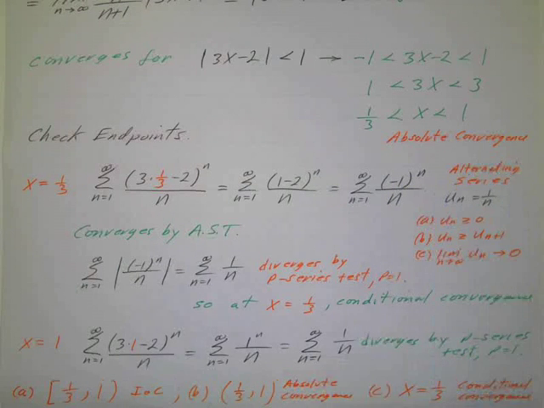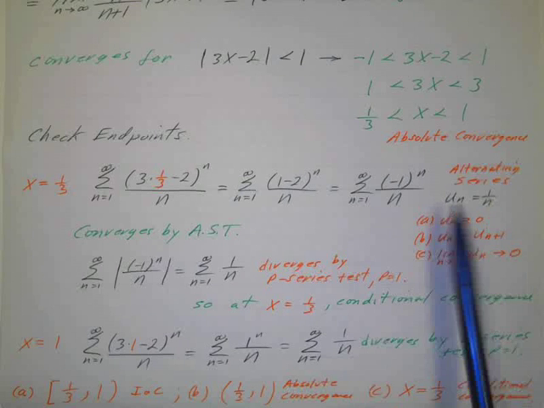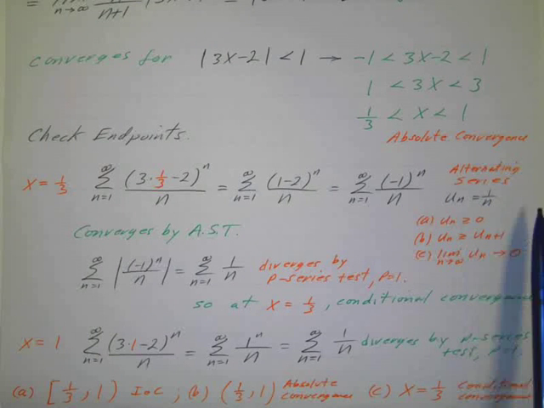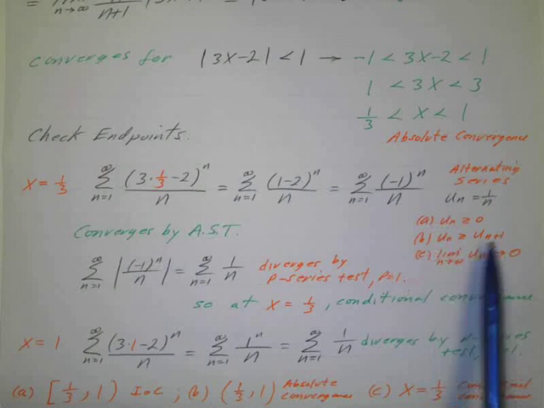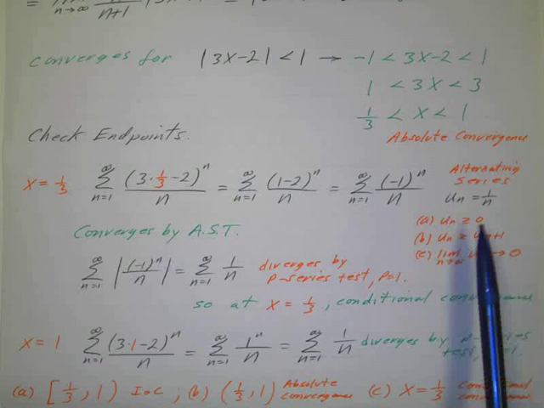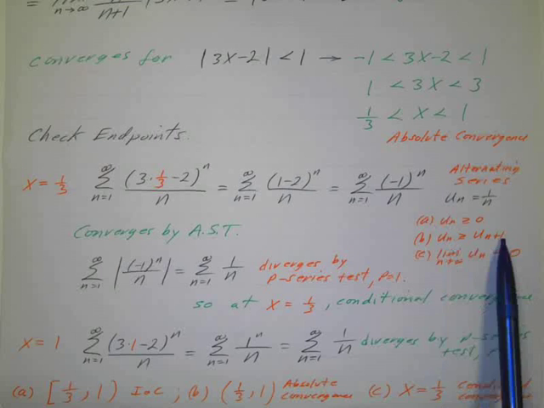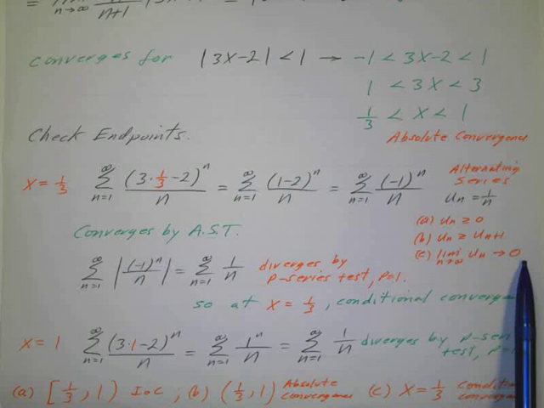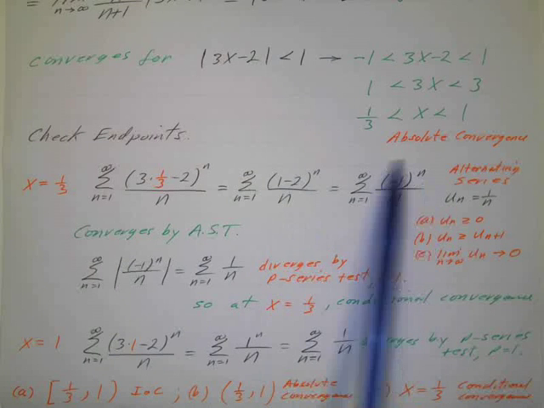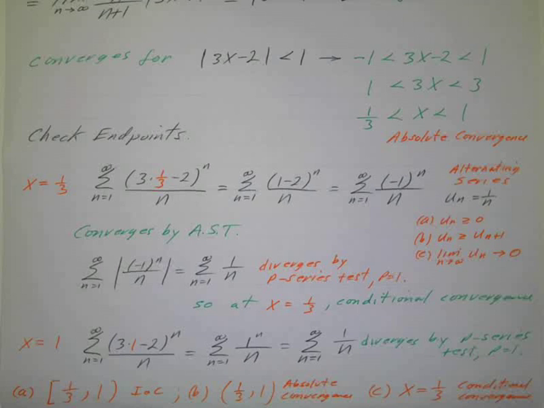So we have a good old alternating series. This alternating series satisfies all the criteria for the alternating series test, or the Leibniz test. U sub n would be 1 over n. It's greater than or equal to 0, it's decreasing, and the limit is 0. So this series converges by the alternating series test. Now let's check for conditional convergence.